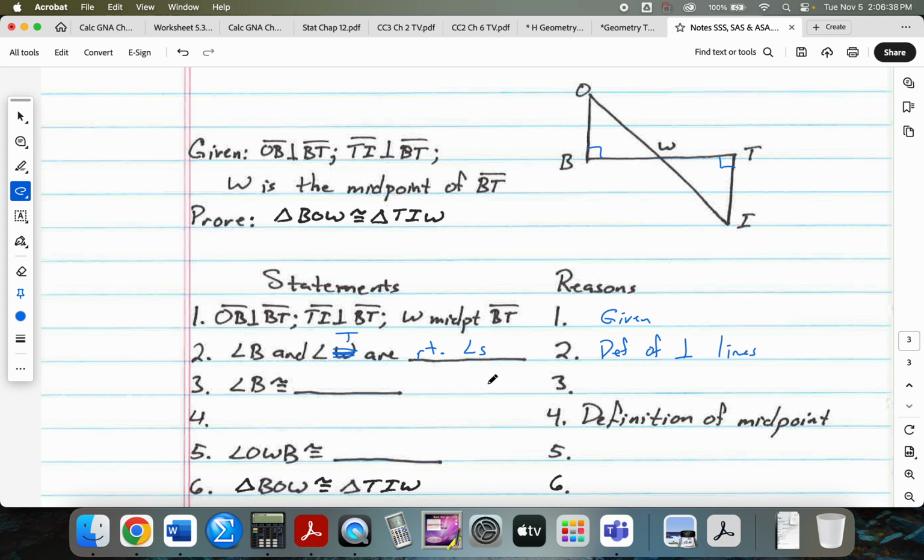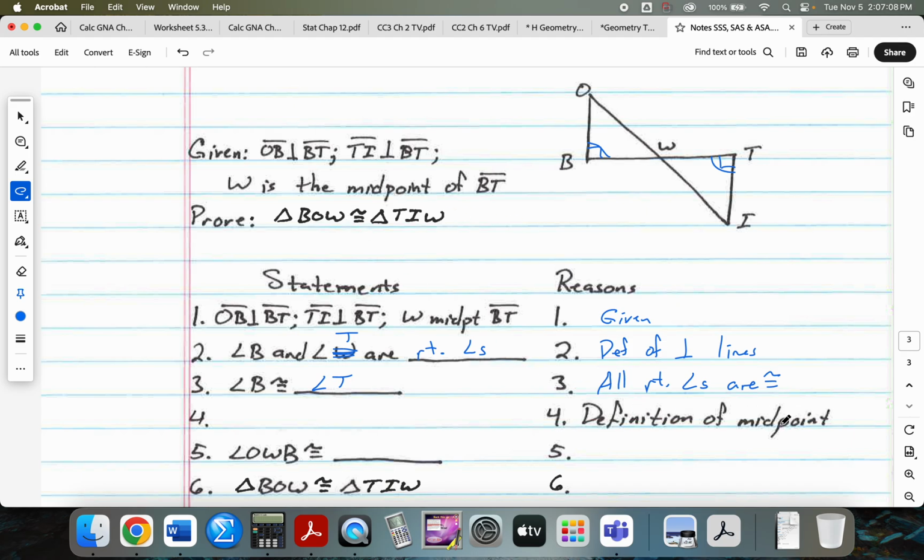If those are both right angles, then I know that they're congruent to each other. Angle B is congruent to angle T. This is because all right angles are congruent. So far I know these two angles are congruent.